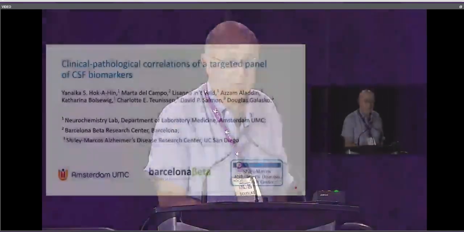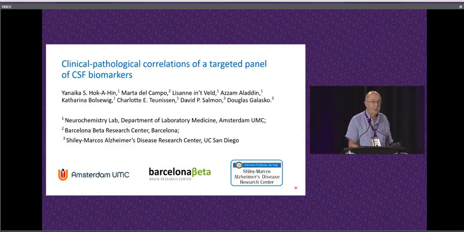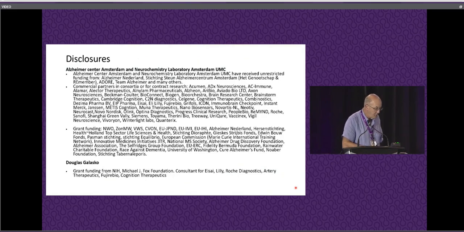Thank you very much. So I'm going to talk about a different kind of correlations between a set of CSF biomarkers and autopsy. And this is done with a number of co-authors, the majority of which are from the Neurochemistry Laboratory in Amsterdam. These are disclosures.